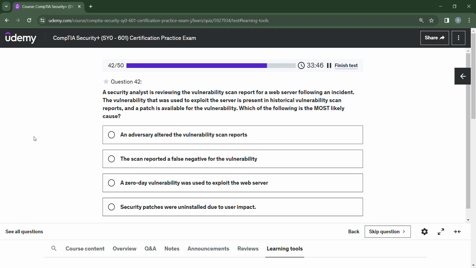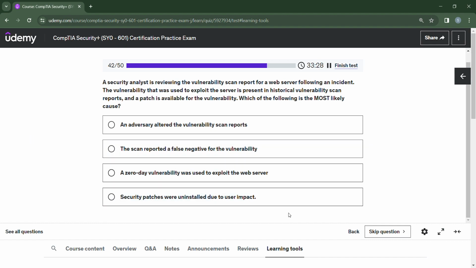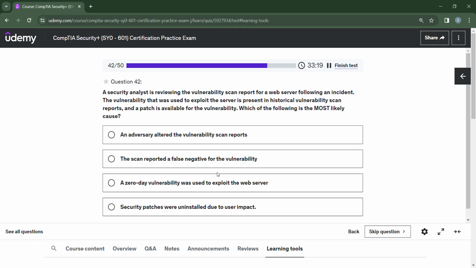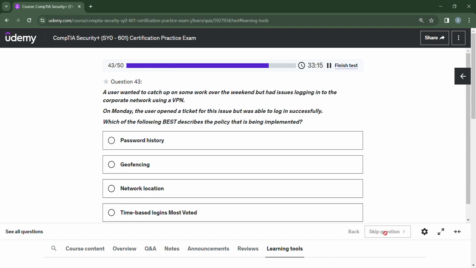A security analyst is reviewing the vulnerability scan report for a web server following an incident. The vulnerability that was used to exploit the server is present in historical vulnerability scan reports, and a patch is available. Which of the following is the most likely case? It's not a 0 day. It's not a false negative. It should be security patches were uninstalled due to user impact.